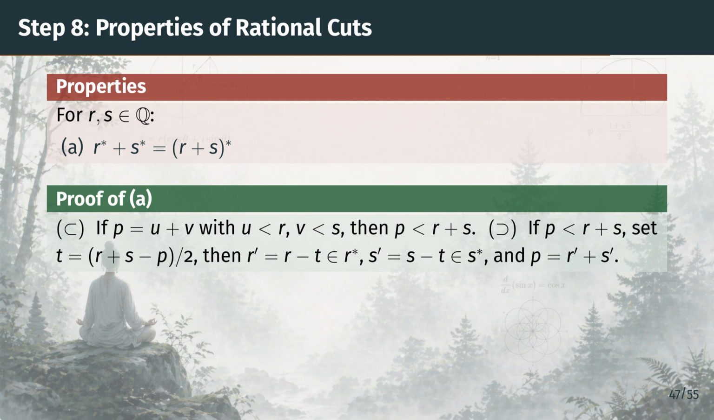And the trick is that when P strictly undershoots R plus S, we have positive room to spare, namely the gap T. We split that gap evenly between the two sides, and both halves land safely inside their respective rational cuts. Dividing the slack in half is a small move, but it is the heart of the proof, and it only works because the rationals are densely ordered.